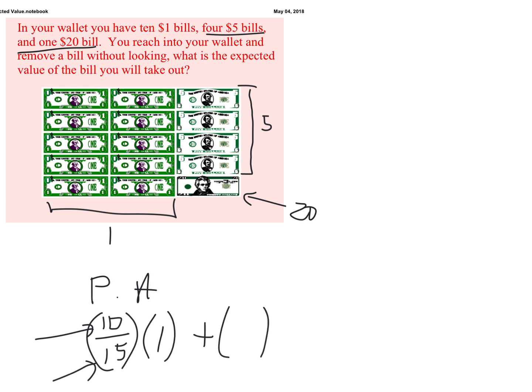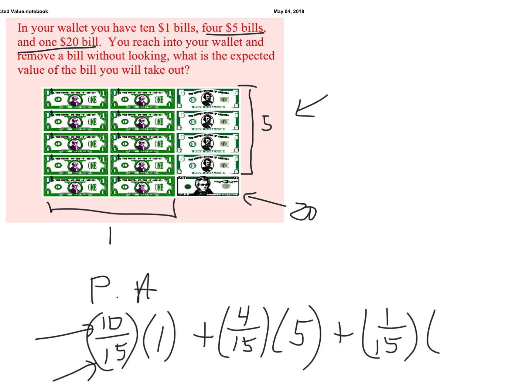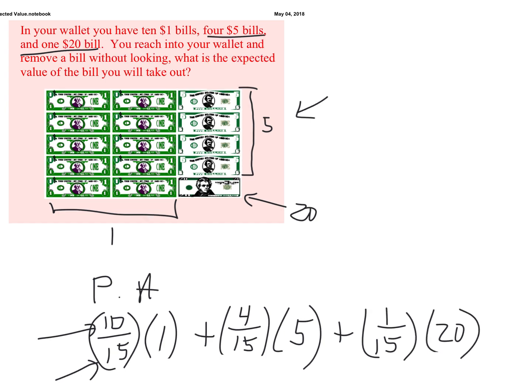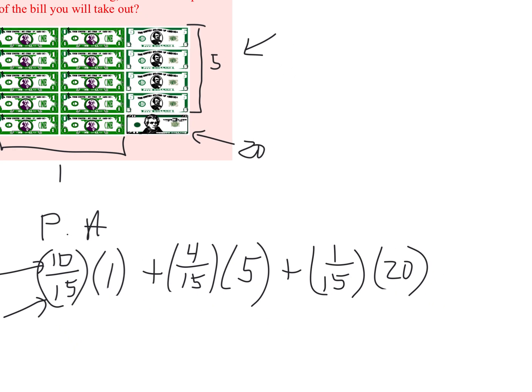Okay, the next probability is the probability of getting a 5, and there are 4 of them out of 15 bills, times $5 if you get a 5. And the last probability is that the $20 bill is 1 out of 15 of those, and that's worth 20 if you get it. You do probability times the amount, and then you add them all up, and you will have the answer. If you were doing it right so far, and you actually have a final answer, would you please raise your hand?